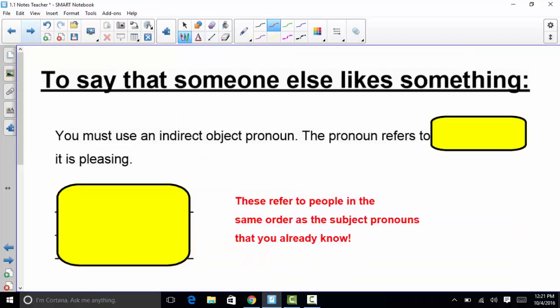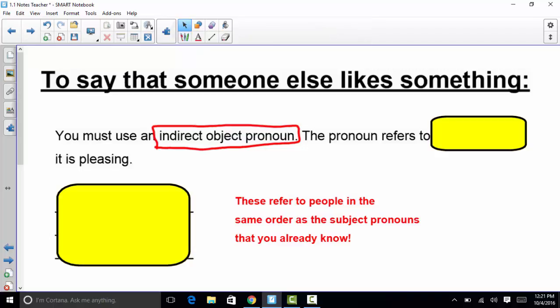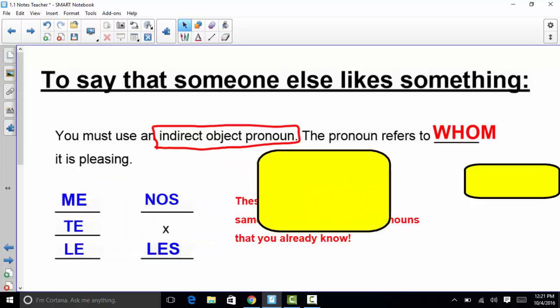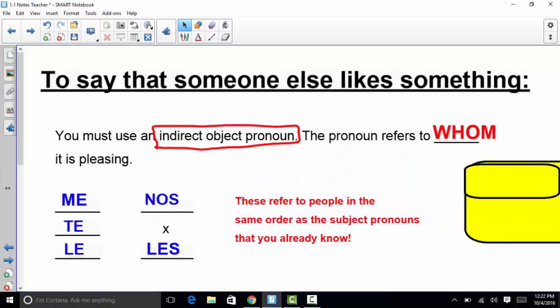Okay, so to say that someone else likes something, you have to use what's called an indirect object pronoun. Okay, and that pronoun is going to refer to whom the object is pleasing. Okay, and we're going to list those right now. So here are your indirect object pronouns. They are me, te, le, nos, or les.